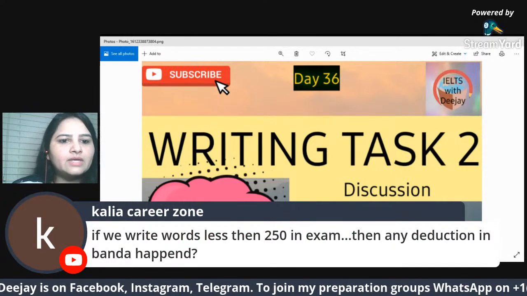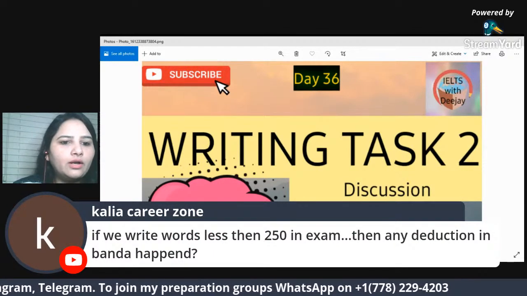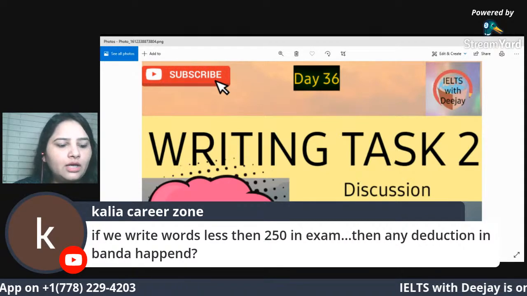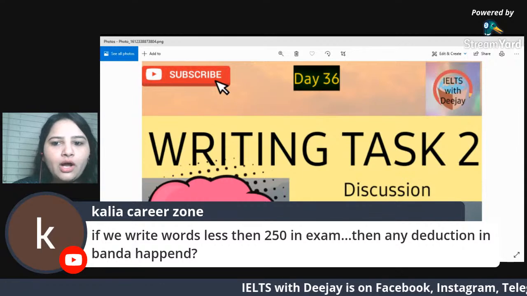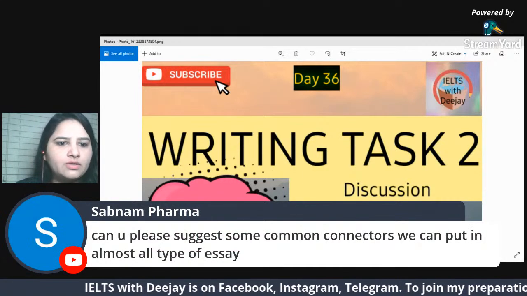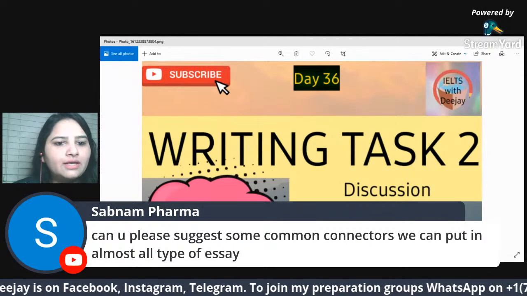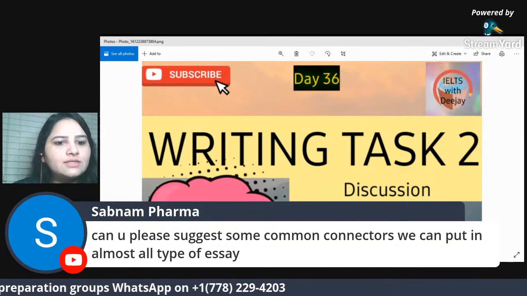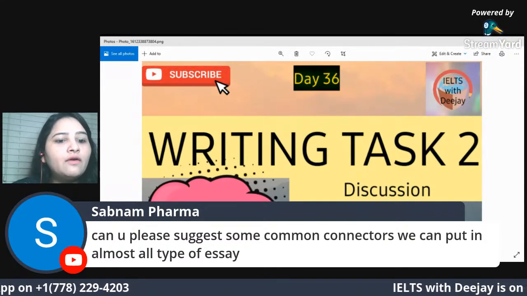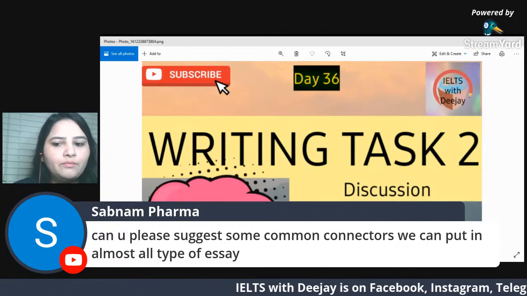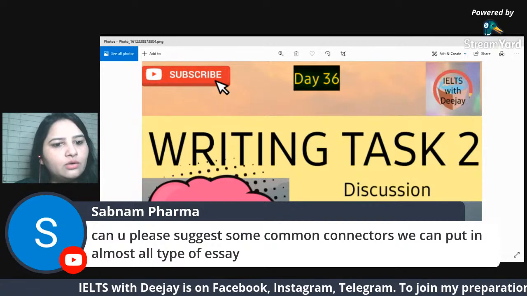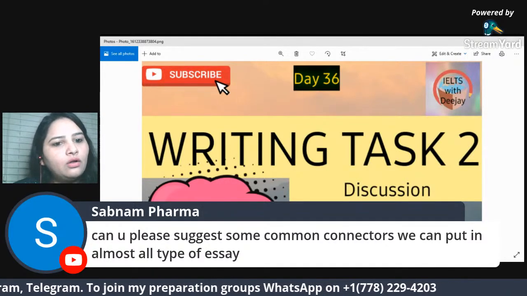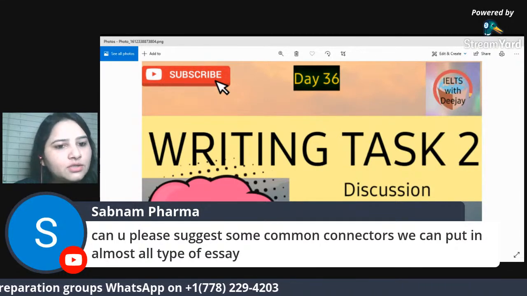The common connectors. See, if you are writing in one way only, like if you are writing agreement, then you can write to begin with, in addition to this, firstly, secondly. But if you are writing two different views, like in discuss both views, then you will write on the one hand, on the other hand, or however, nonetheless, nevertheless. These are the connectors you can use when you are writing two different viewpoints. But when your viewpoint is similar, it's one only, then you will simply write firstly, secondly, to begin with, in addition to this. Keep it simple, always write in a simple way, keep it natural, answer all the questions.